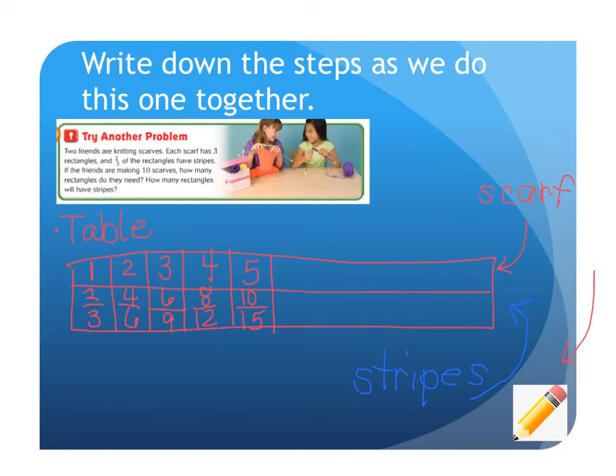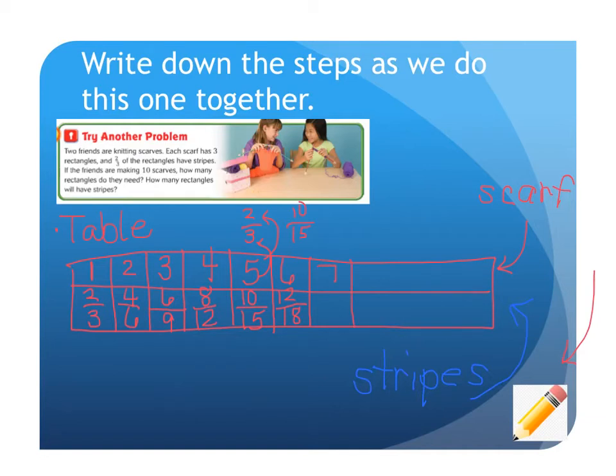I don't know if you notice what I'm doing here, but I'm multiplying 5 times 2/3. 5 times 2 is 10. 5 times 3 is 15. So now let's see what happens with 6. 6 times 2 is 12, so 12 will be striped. And 6 times 3 is 18. They'll use 18 altogether.